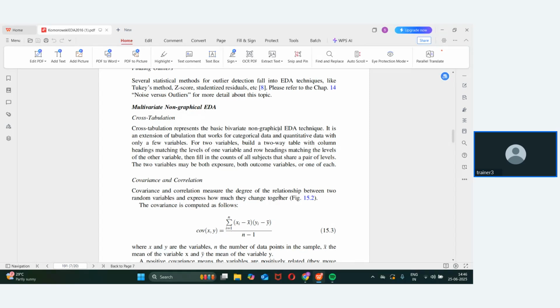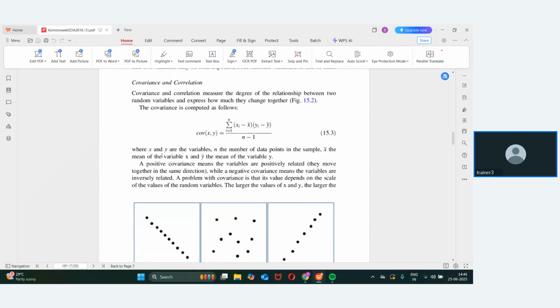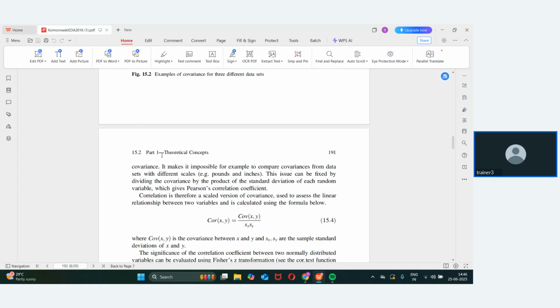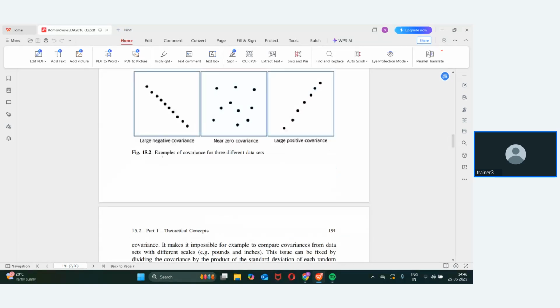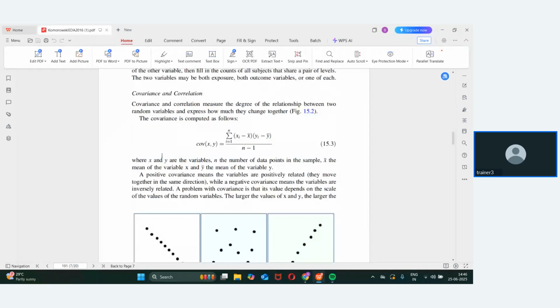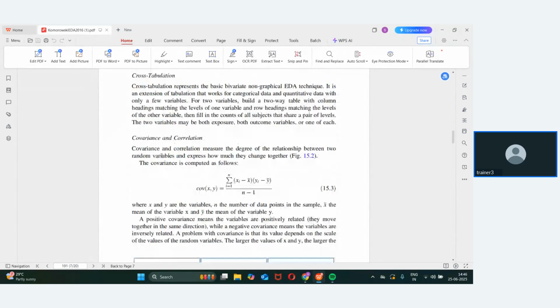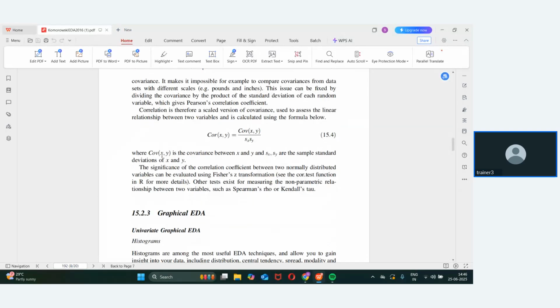As we already know, under multivariate we have again graphical and non-graphical. So coming to graphical, sorry, this is non-graphical. Dimensionality reduction techniques are used. What are they? Like cross tabulation, covariance, correlation. We also have PCA, that is principal component analysis, cluster analysis, and etc. But we will look at these only now. See, these are all covariance and correlation.